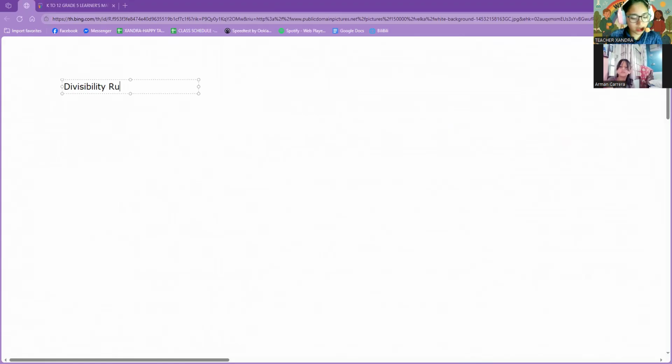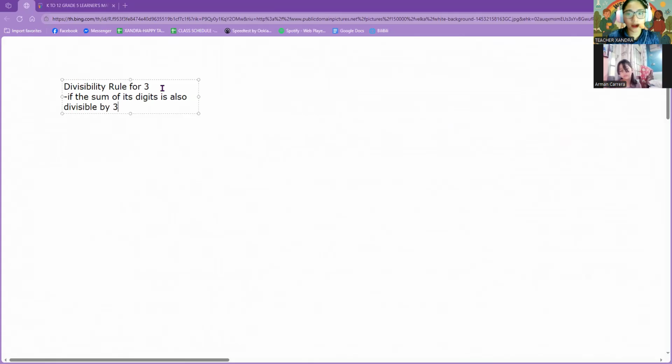Divisibility rule for 3. A number is divisible by 3 if the sum of its digits is also divisible by 3. Again, a number is divisible by 3 if the sum of its digits is also divisible by 3. What does it mean?